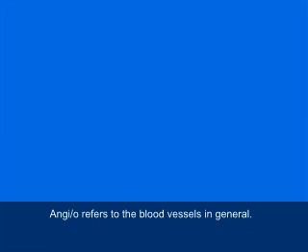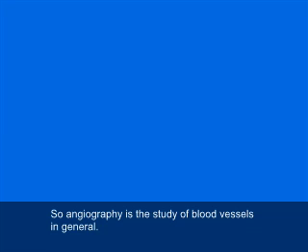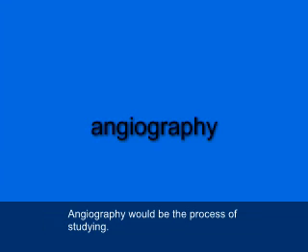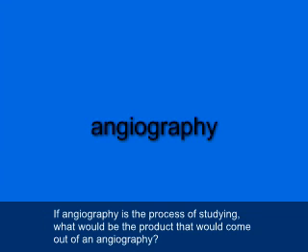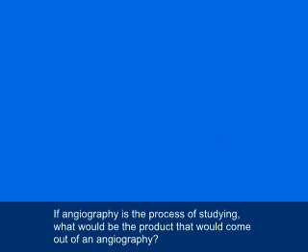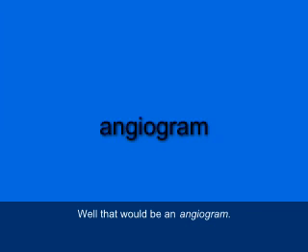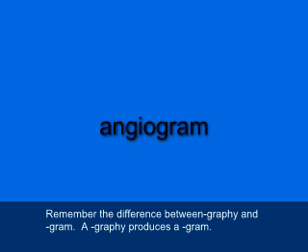Well, angio refers to the blood vessels in general. So angiography is the study of blood vessels in general. And angiography would be the process of studying. And if angiography is the process of studying, what would be the product that would come out of an angiography? Well, that would be an angiogram. Remember the difference between graphy and gram. A graphy produces a gram.